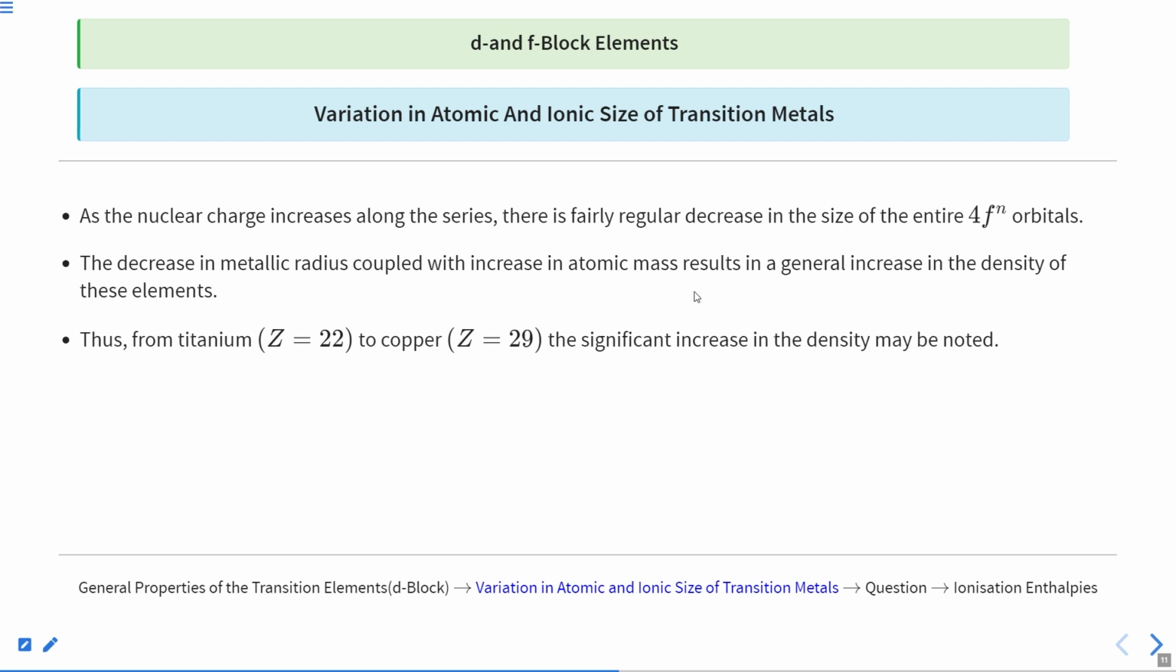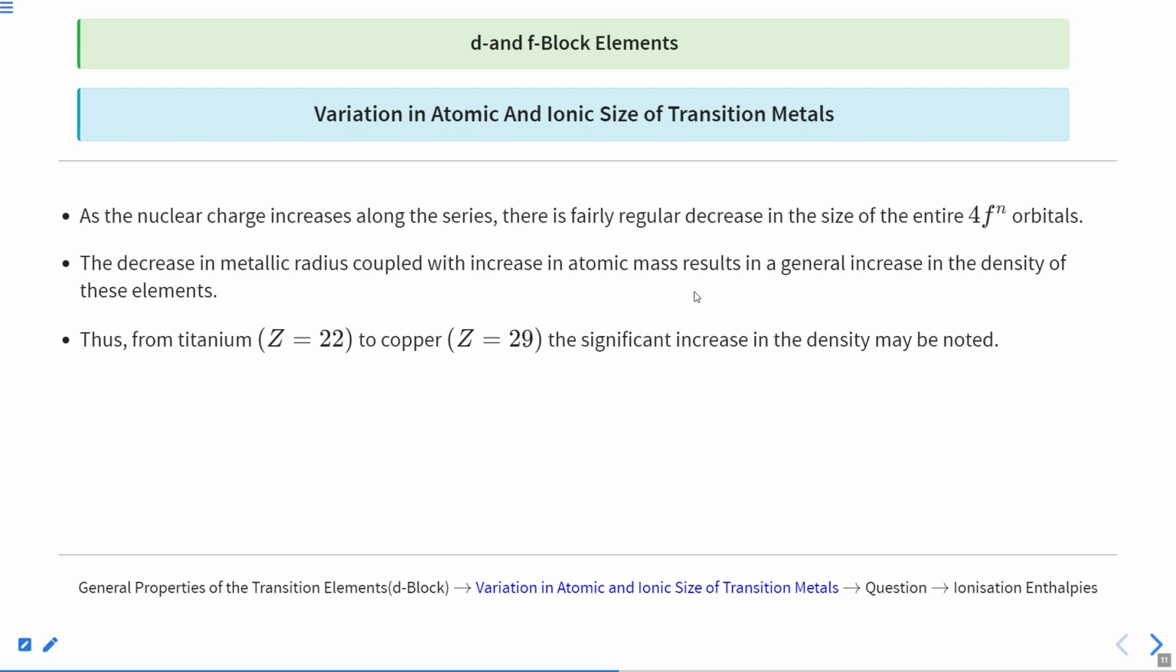As we increase the nuclear charge, or as we move from left to right in a period, we see a decrease in the size of the entire 4f orbital. Now the decrease in metallic radii coupled with the increase in atomic mass results in a general increase in density. Since the atoms are getting closer and closer, there is a decrease in metallic radii, and coupled with increasing atomic mass, that results in a higher density. It means we are accommodating more and more mass in the same place.